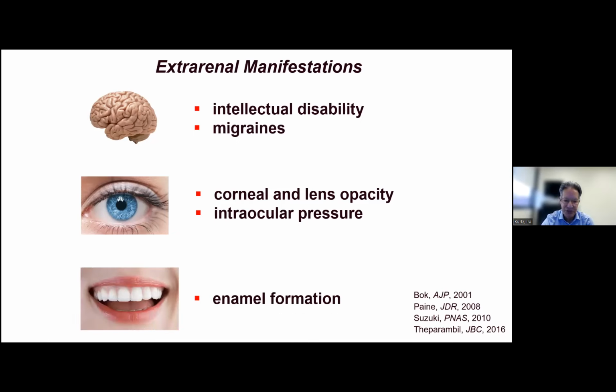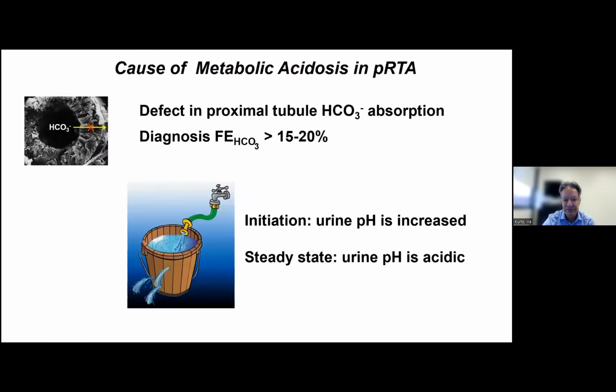It's also essential to make the enamel in our teeth. When it's mutated, your teeth become abnormal and are not covered with normal enamel, as you saw in the picture of the patient earlier.